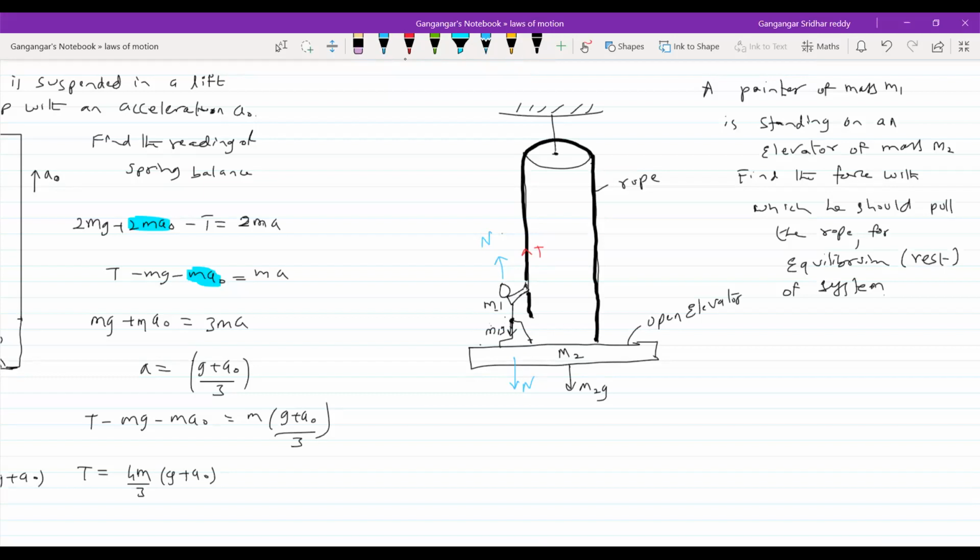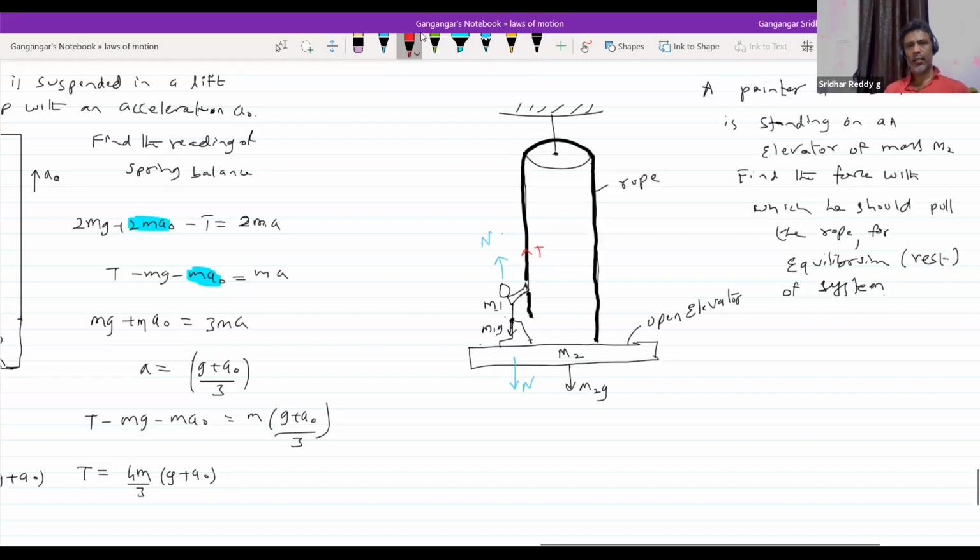Here the rope is not moving. That's the reason why whatever force he applies is equal to the tension, right? There's a tension, and the rope is connected to the platform. This is T. I'll give the block diagram so that it'll be easy for you.